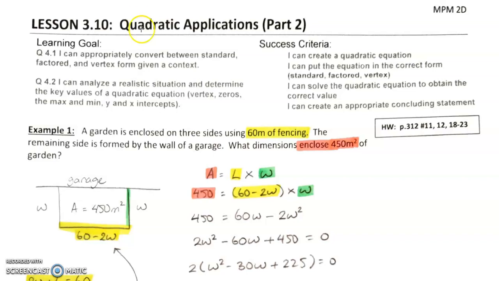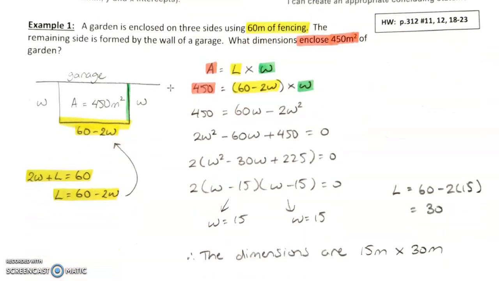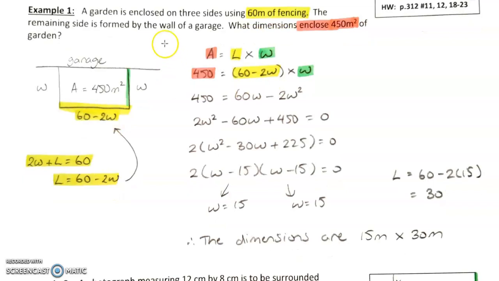Okay, so I'm just going to jump right into it because these questions are a little bit complicated, and I have a video limit of 15 minutes. So example number one: a garden is enclosed on 3 sides using 60 meters of fencing. The remaining side is formed by the wall of a garage. What dimensions enclose 450 meters squared of garden?